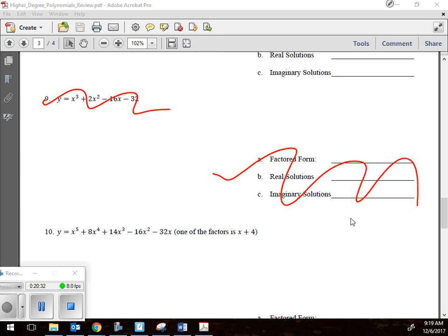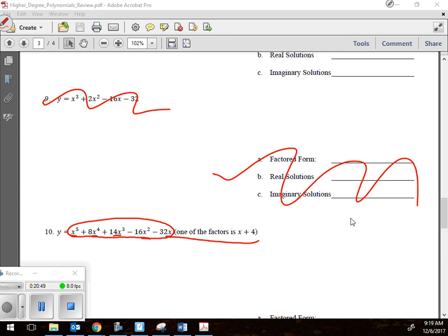All right. Number 10, it gives you a big hint. One of the factors is this. Well, I would still use synthetic. But I would maybe start by factoring out something first before I do the synthetic. Do you get how all of these have an x in it? Get that factored out first.